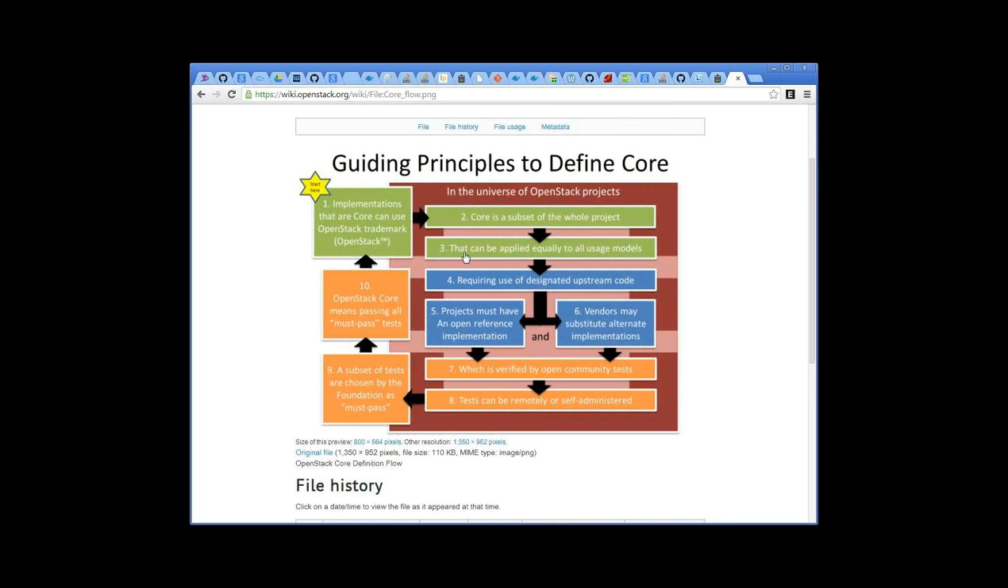So that sort of lays out the need. The next section down is the one where we're very focused. This is item 4, the designated upstream code. So the idea was that in defining core, we required people to use, if you want to use the OpenStack brand, we're an Apache license so people can do whatever they want, but to use the OpenStack brand, you must use some part of the OpenStack code. That could be one line.